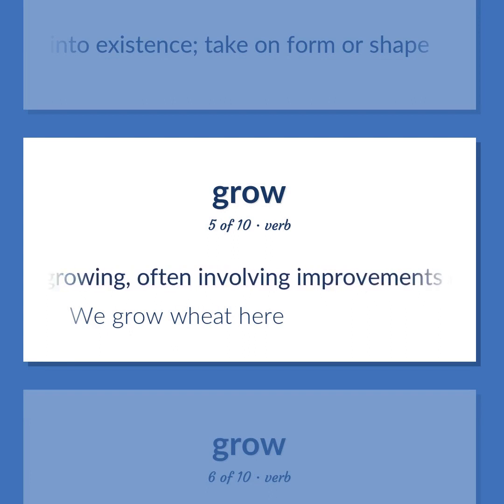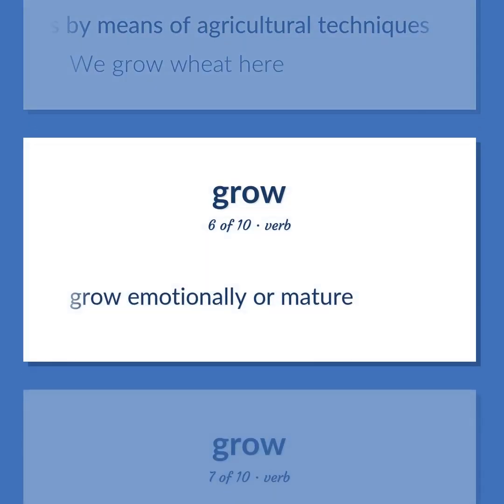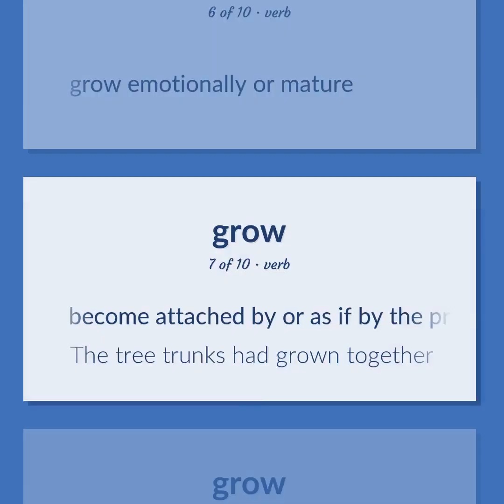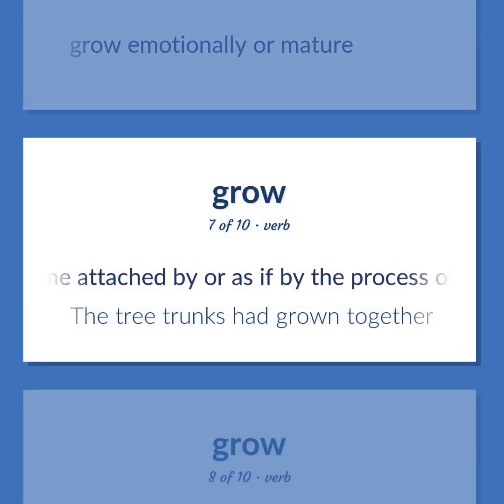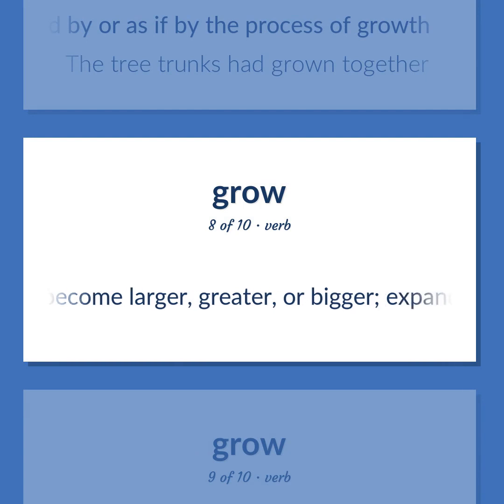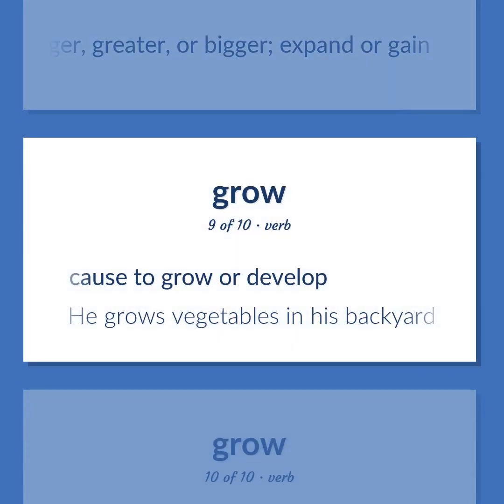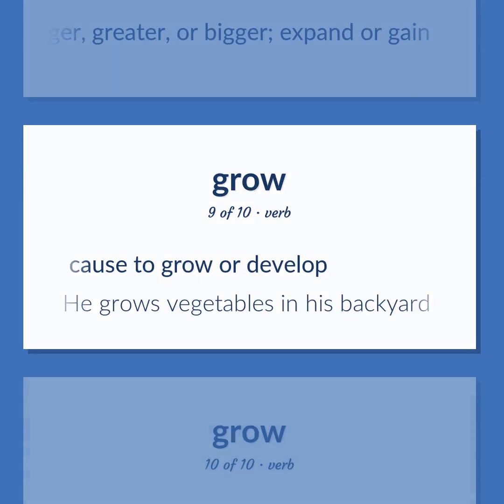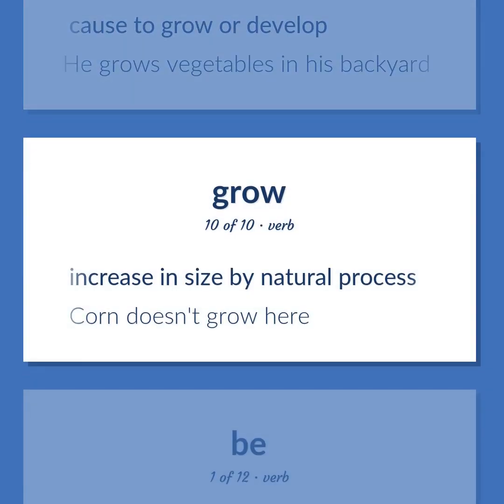Cultivate by growing, often involving improvements by means of agricultural techniques. We grow wheat here. Grow emotionally or mature. Become attached by or as if by the process of growth. The tree trunks had grown together. Become larger, greater, or bigger. Expand or gain. Cause to grow or develop. He grows vegetables in his backyard. Increase in size by natural process. Corn doesn't grow here.